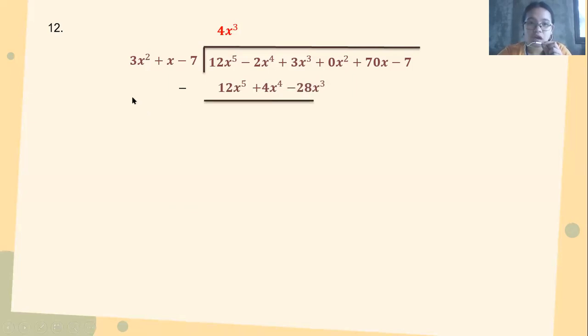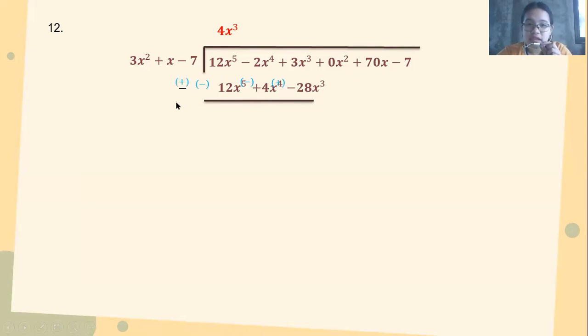Then, subtract. And change the sign of the subtrahend. Our 12x raised to 5 will become negative 12x raised to 5. 4x raised to 4 will become negative 4x raised to 4. Negative 28x cubed will become positive 28x cubed.